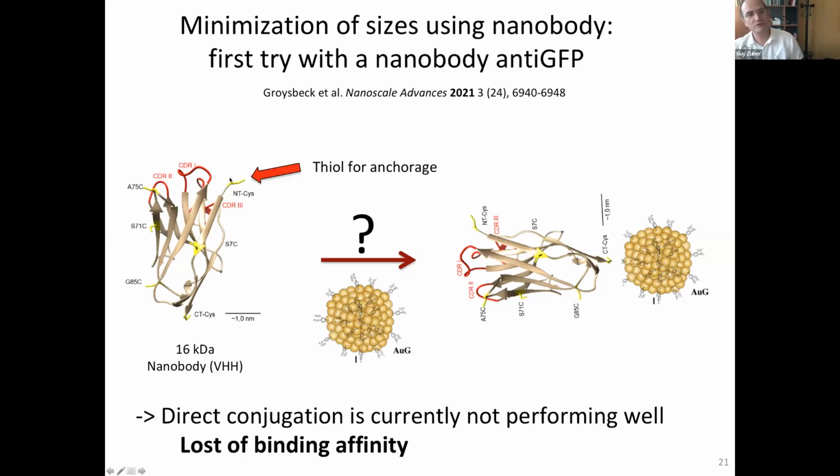Here we can modify the nanobody quite easily with a thiol. So we used this in an initial trial. We modified the thiol here to encourage binding of this nanobody to gold. But this direct conjugation did not perform well. We had a lot of loss of binding affinity, and sometimes the conjugate didn't precipitate, and things were not working.